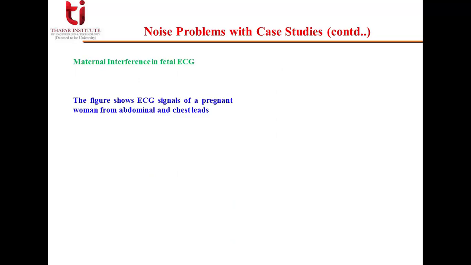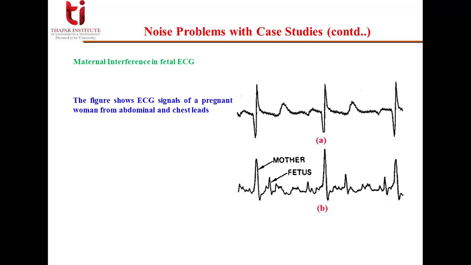Now here this figure shows the ECG of a pregnant woman from abdominal and chest leads. This can be like 1A. It is the ECG signal which is captured by keeping electrodes at the chest. We can call it chest lead electrodes. The other is when we keep the electrodes at the abdomen. So on comparing, we can see that the abdominal ECG demonstrates multiple peaks, or you can also say QRS complexes.